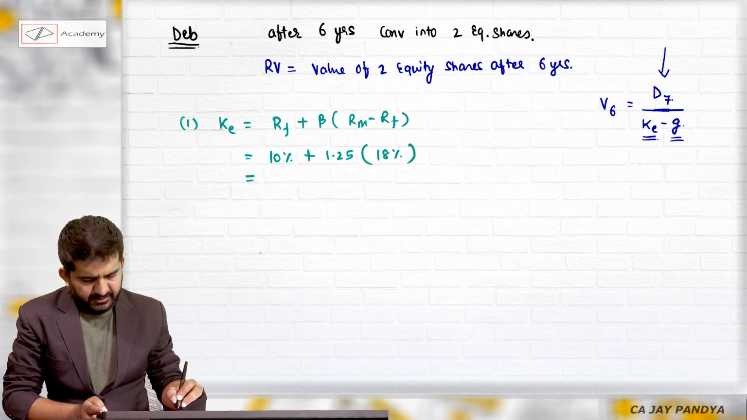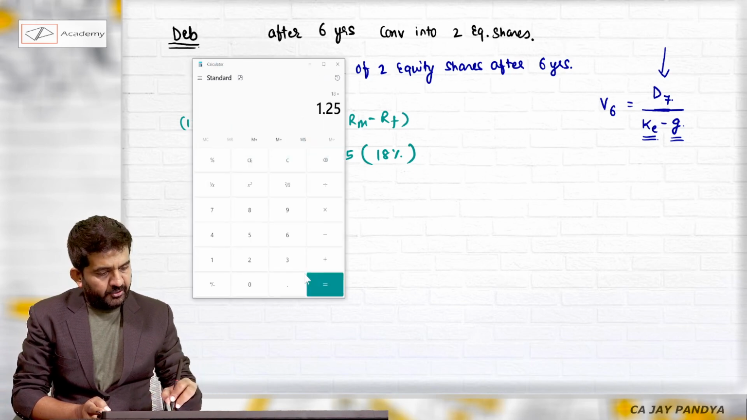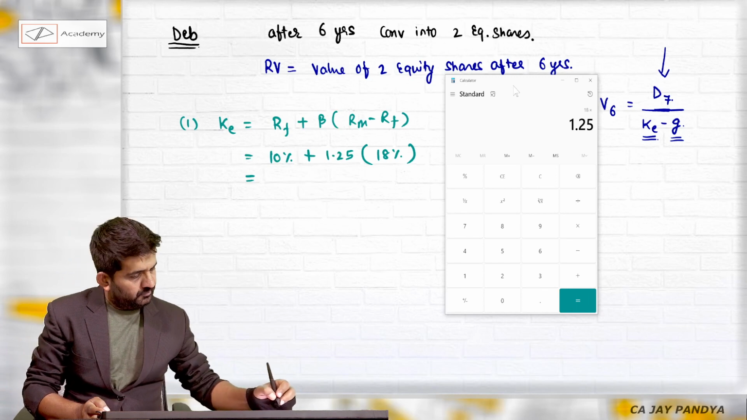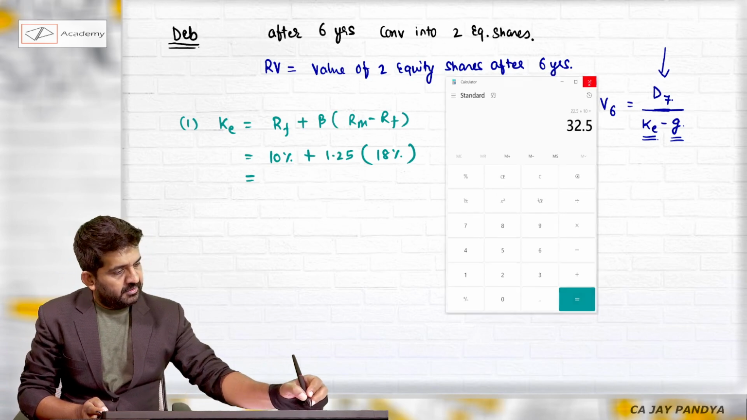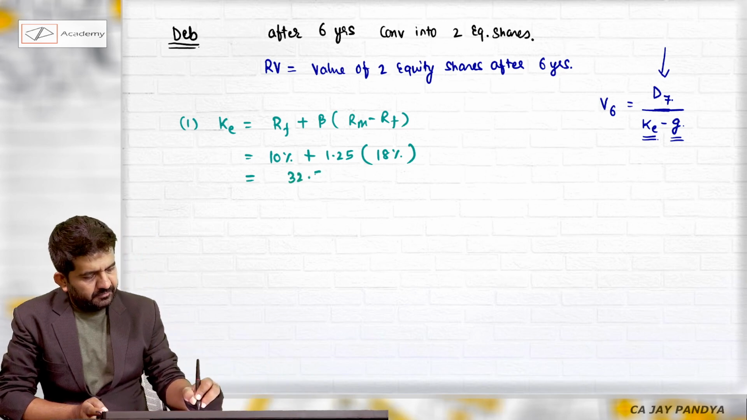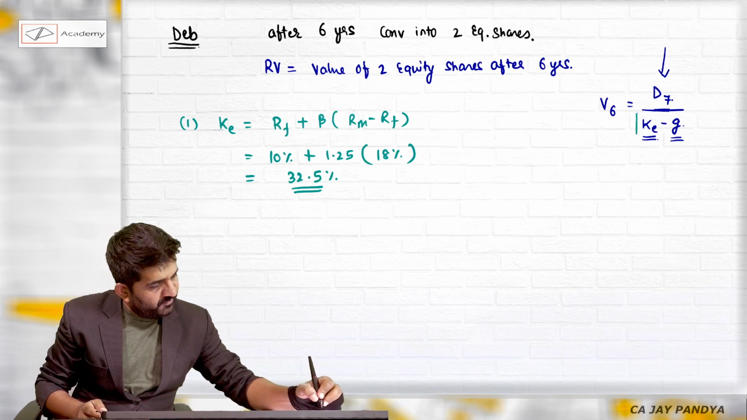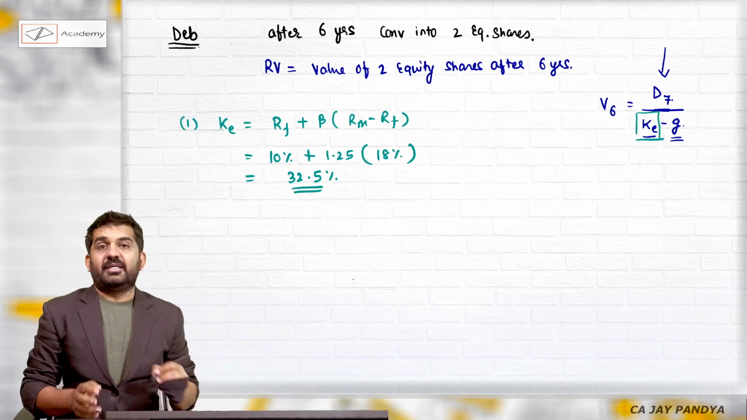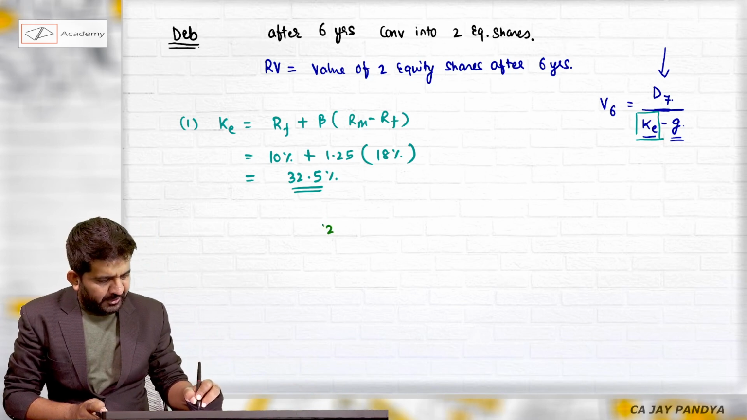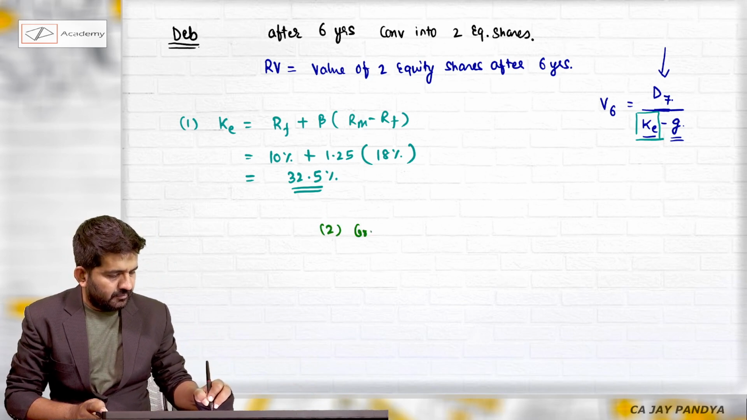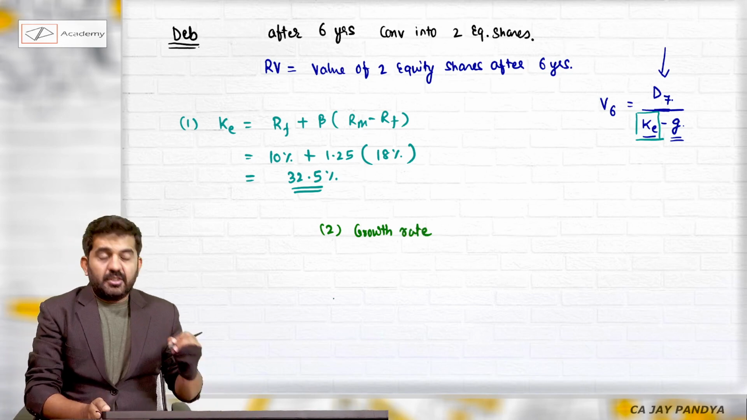What will be my answer? 18 into 1.25 plus 10 is 32.5%. What I have got? One variable of my answer, which is KE. Let me go to second one. How to find out growth rate? See what is given.